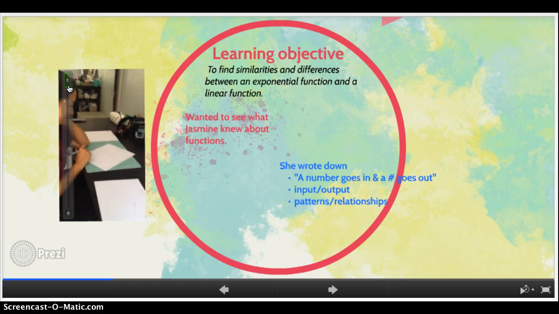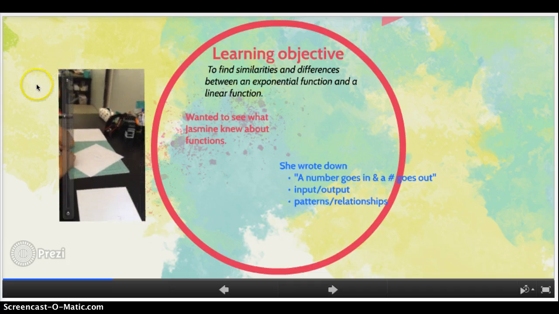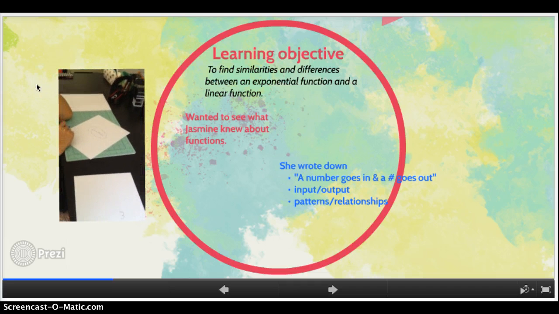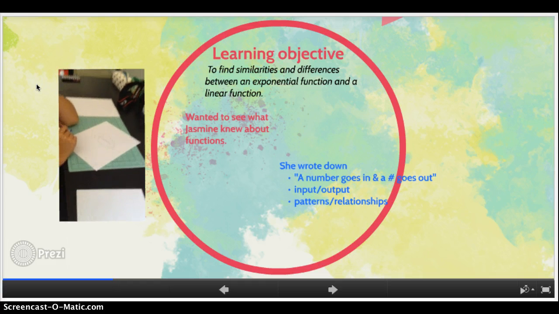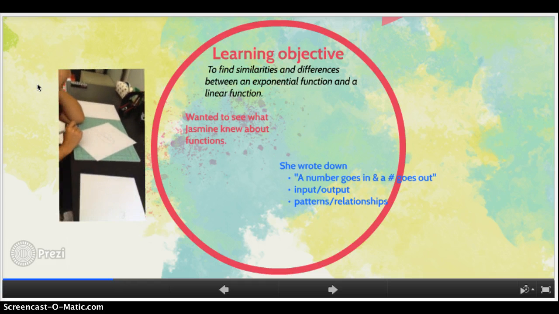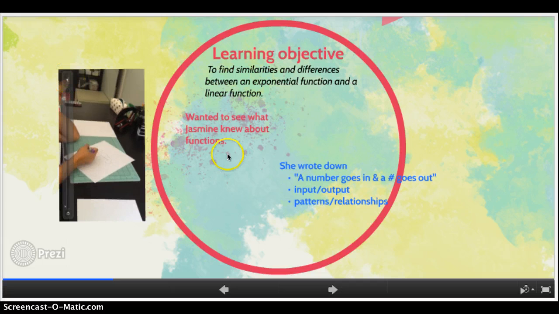Hello, this is my lovely wife Jasmine. Hello, and we're going to be exploring functions today, specifically exponential functions and linear functions. I asked my wife, who's also a teacher, to write what she knows about functions. What she wrote down was these three things: a number goes in and a number goes out, input/output, and patterns and relationships. So she had a good understanding of what a function was, but specifically exponential and linear, well, we'll find out.